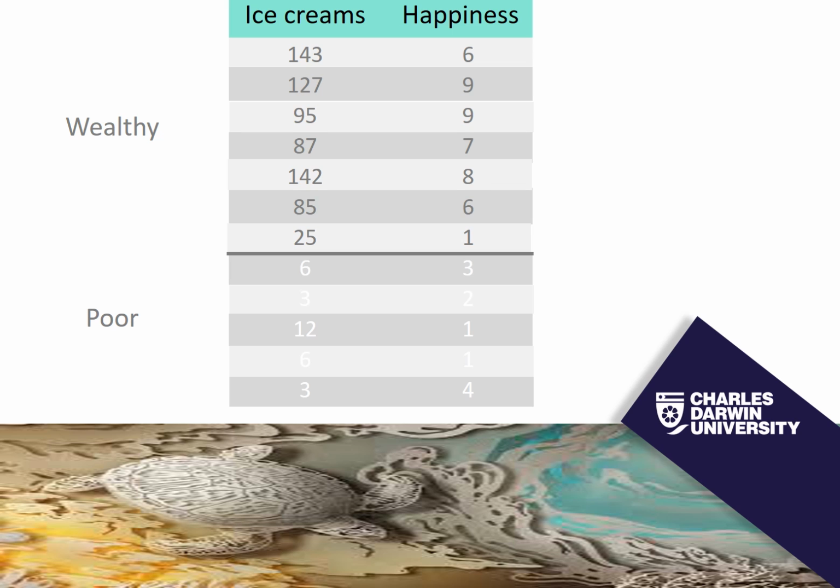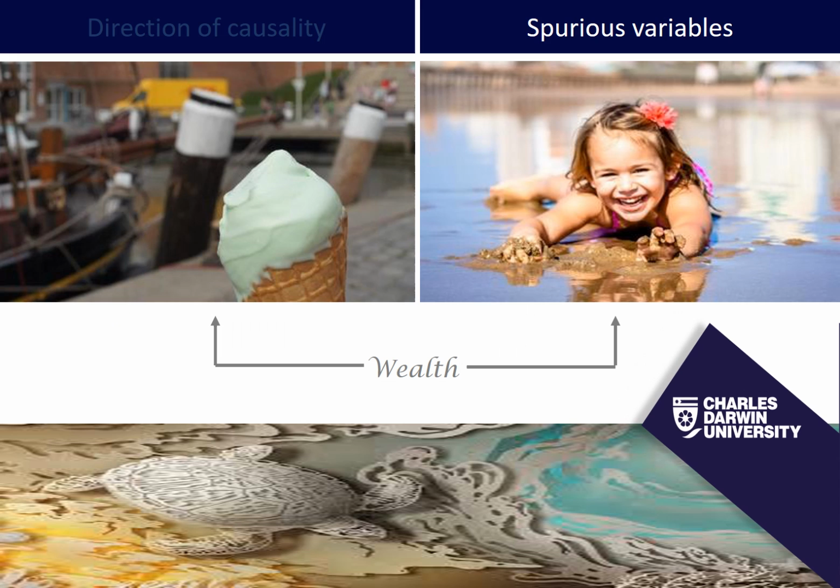After you control wealth, that is, after you restrict your attention to people who are equivalent on wealth, ice cream consumption seems unrelated to happiness. Instead, the correlation we generated earlier can be ascribed to the notion that some other spurious variable, wealth for example, affects both ice cream consumption and happiness. And of course, spurious sounds a bit like spew. And just like spew can ruin nice carpet, spurious variables can ruin a nice study.